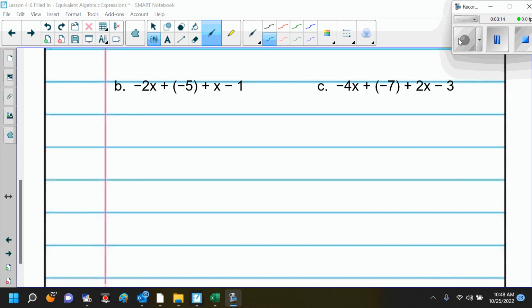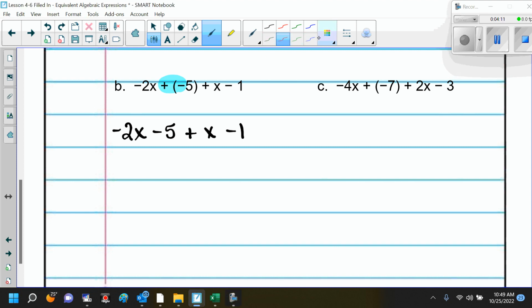All right. So that, what I just showed you, is the way the textbook wants you to do it. I'm going to ask you to show your work using shapes. Okay? So we are going to show our like terms using circles and triangles and squares and things like that. And I'll show you what I mean. So the first thing I want to do in this problem is rewrite the plus negatives to subtraction. Okay? So we're going to rewrite that as negative 2x minus 5 plus x minus 1.